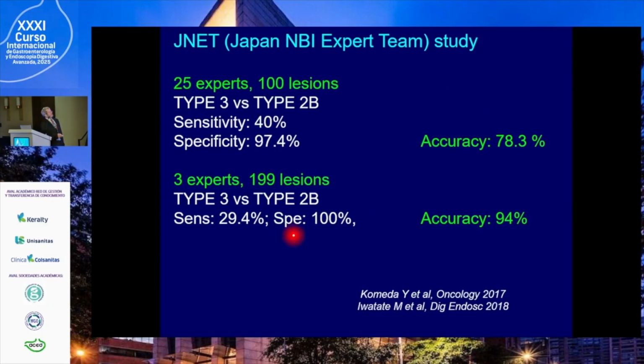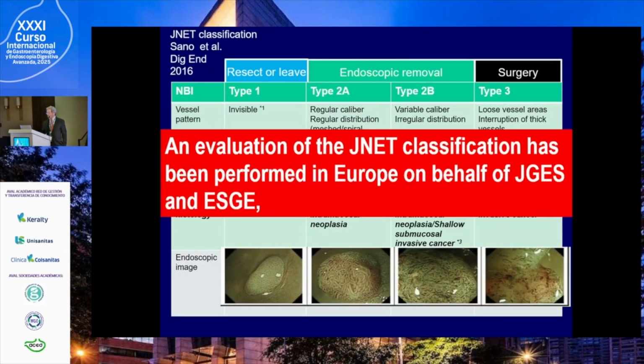If you look at an expert from Japan, the accuracy to distinguish type 3 from type 2B. Type 2B is ESD, type 3 is surgery. You see quite good accuracy, perfect in Japan. But we conducted an evaluation in Europe. Maybe in Europe we are not so good at detecting 2B, at separating 2B from 3.